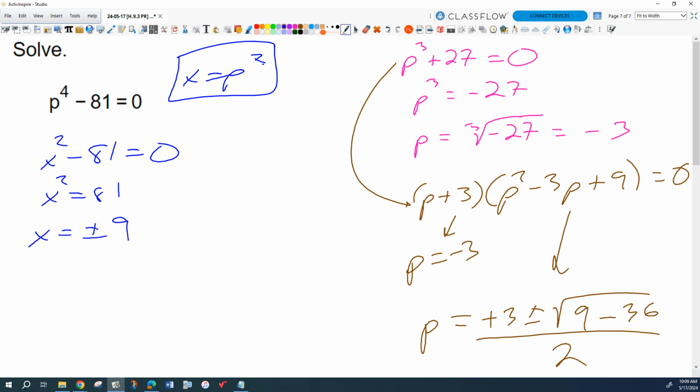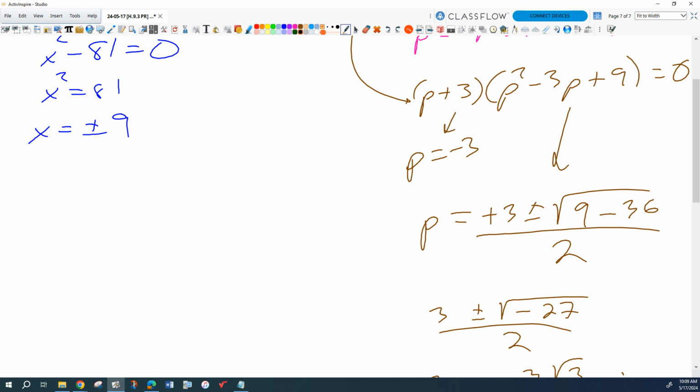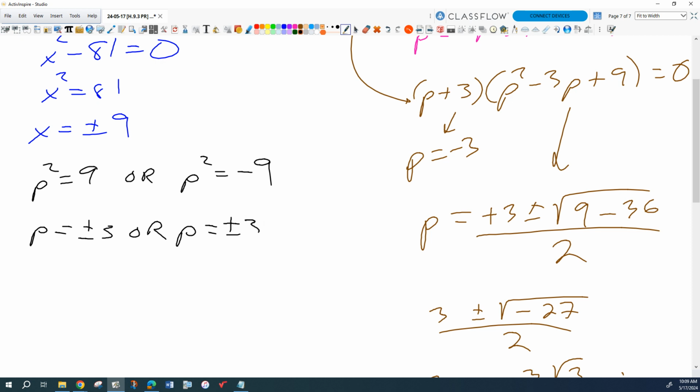Okay, so now we would reverse our substitution, and going back to P's, we would get P squared equals 9 or P squared equals negative 9. So either P equals what? 3 or negative 3. Or P equals plus or minus 3i. So there's my 4 solutions. The 2 complex ones we would have lost. Okay. Make sense? Okay. All right.